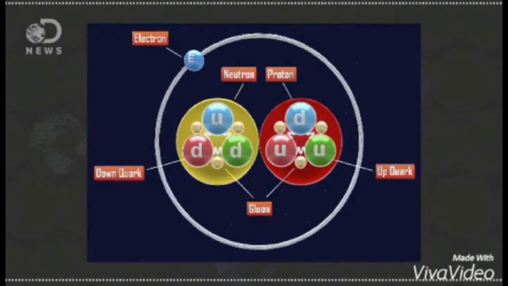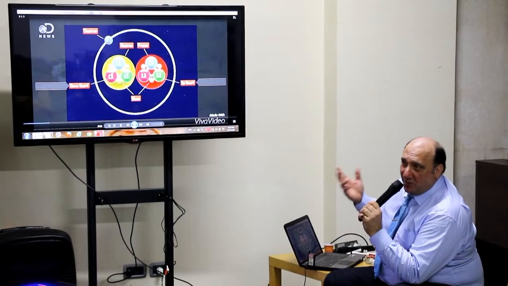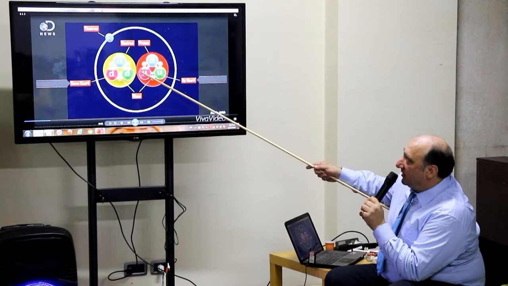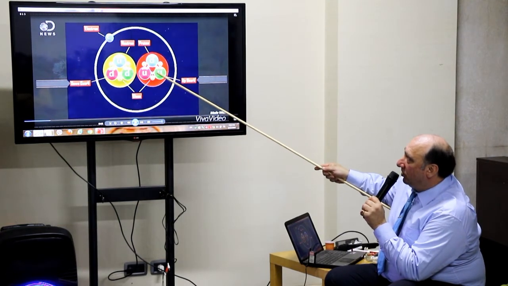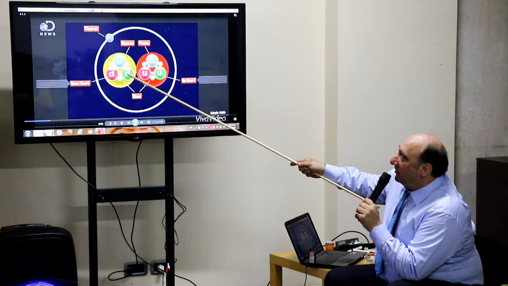Okay. Now we will speak about the atom again. Quarks come in flavors like up and down, but they also come in colors. We will speak about this so that you remember when we speak about the four forces. We told you the atom is made of protons, neutrons and electrons. And the proton is made of quarks.